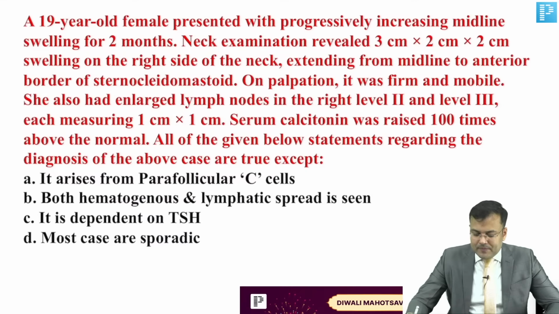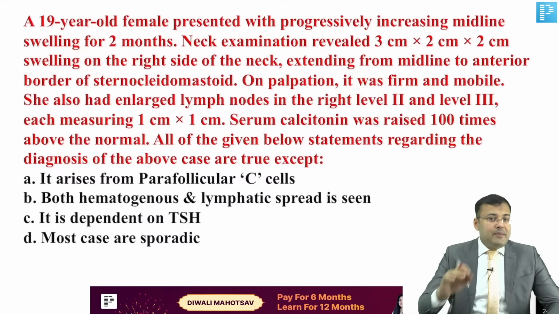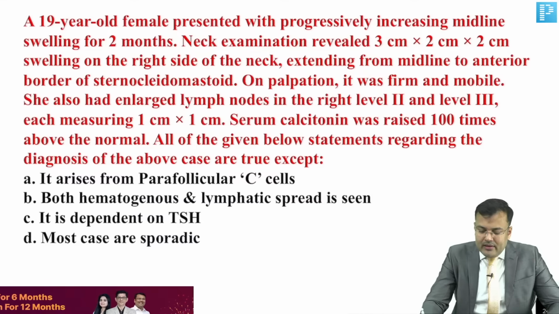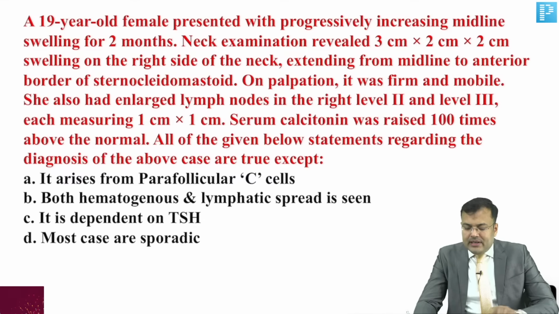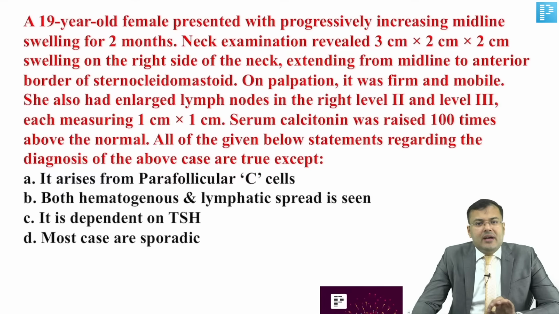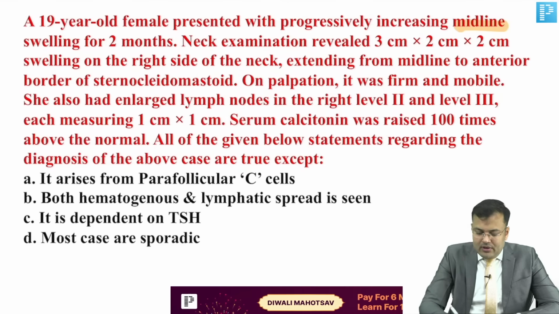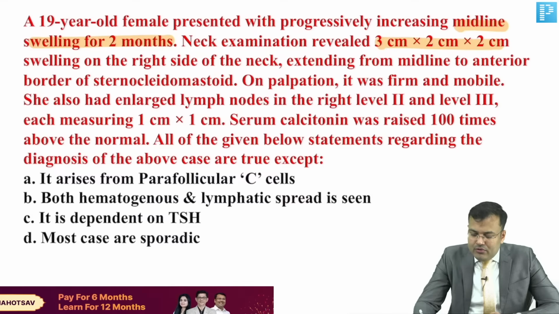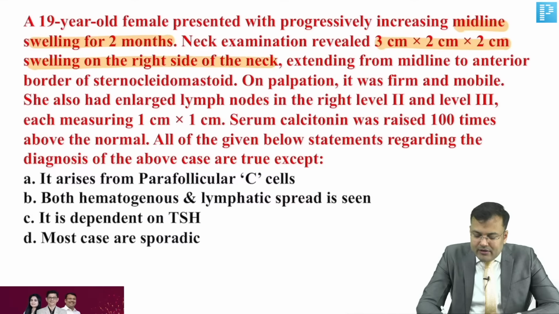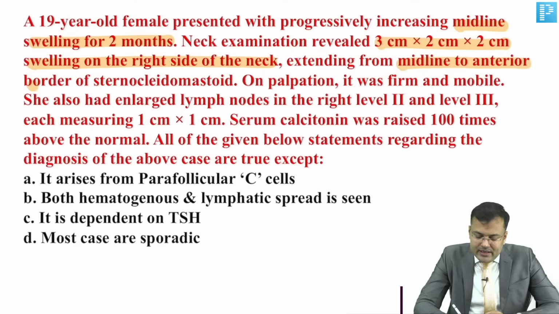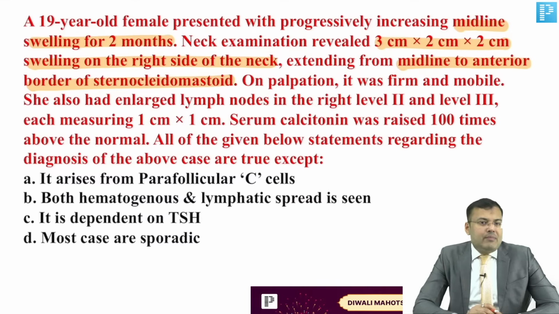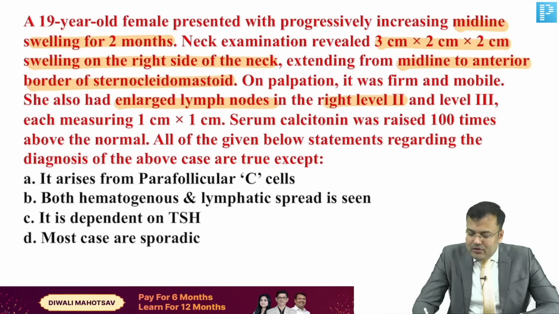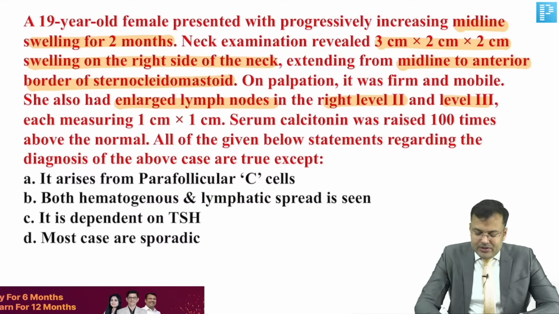Now, see the next question. Very easy question, and similar questions were asked multiple times in INI-CET. A 19-year-old female presented with a progressively increasing midline swelling for 2 months. Neck examination revealed a 3 cm into 2 cm into 2 cm swelling on the right side of the neck, extending from midline to the anterior border of sternocleidomastoid. On palpation, it's firm and mobile. She has enlarged lymph nodes in the right level 2 and level 3, each measuring 1 cm.